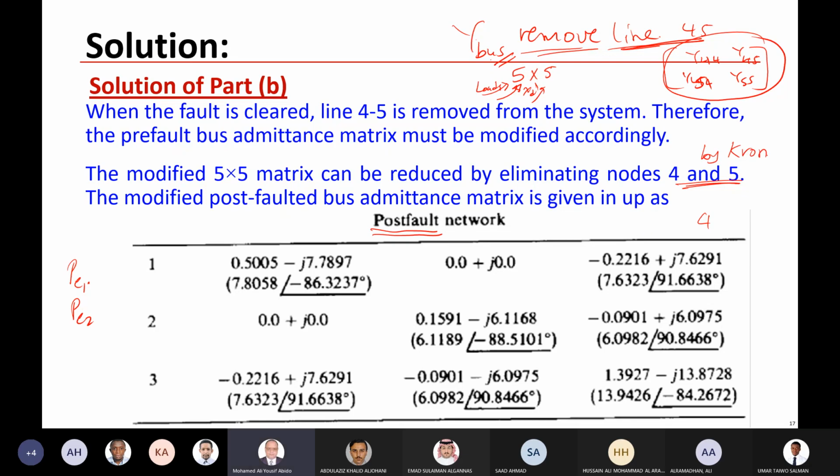Did I answer your question, Ahmed? Yes, Doctor. We basically calculate the Y for 4 and Y for 5 for the admittance matrix, then we do Kron reduction. We calculate it again with the line removed. This is what I understood. You adjust these entries of the Y bus matrix when you remove line 4, 5, and then you can do Kron reduction later. Okay, noted.